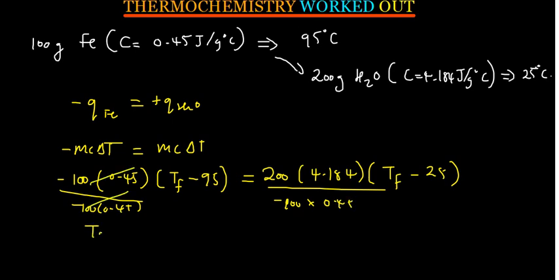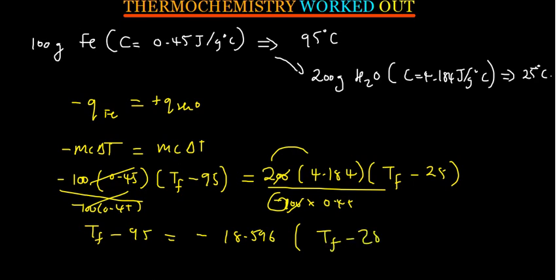So I'm going to remain with T final minus 95. That is going to be equal to, the 100 can go into there, that is 2 times. So that will be negative, this negative now times 0.45, that will be negative 0.45. So I'll multiply first 2 multiplied by 4.184. Then the answer, I'm going to divide by the negative 0.45. That is going to give me about negative 18.596, and this is multiplied by T final minus 25.